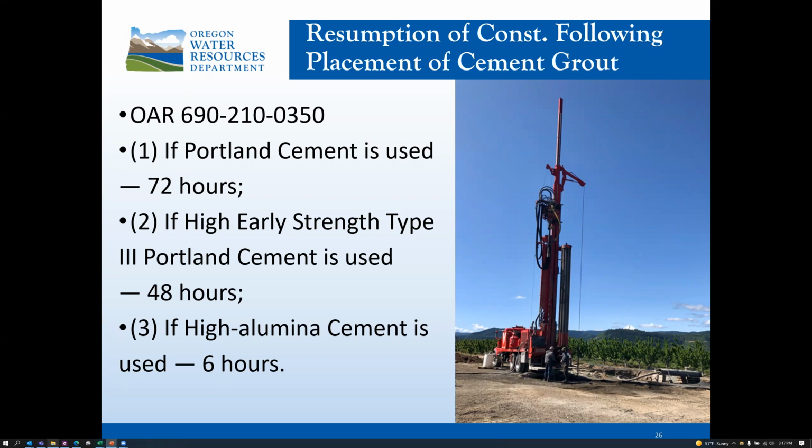cement grout mixture. Performance of all cement grout seals shall be the responsibility of the person responsible for the construction of the well. Under no circumstance shall construction resume within 6 hours of placement of the cement grout seal. Recommended periods of time for a final set are, if using Portland cement, 72 hours. If using high strength early type 3 Portland cement, 48 hours. If using high aluminum cement, it is 6 hours.